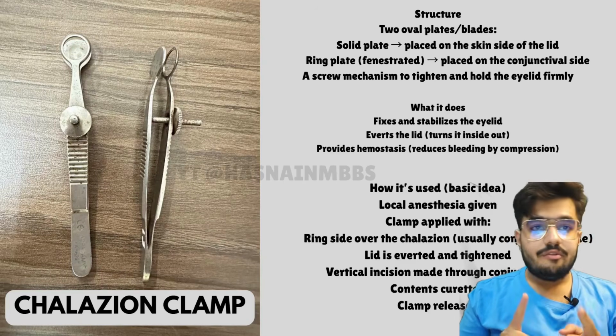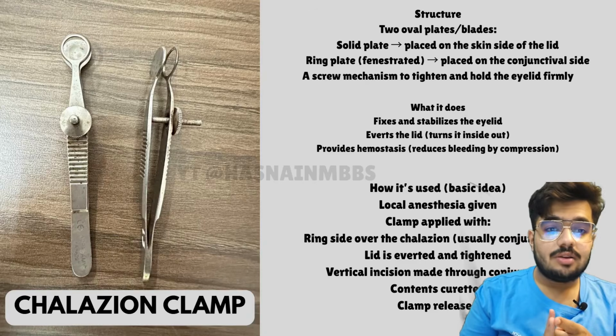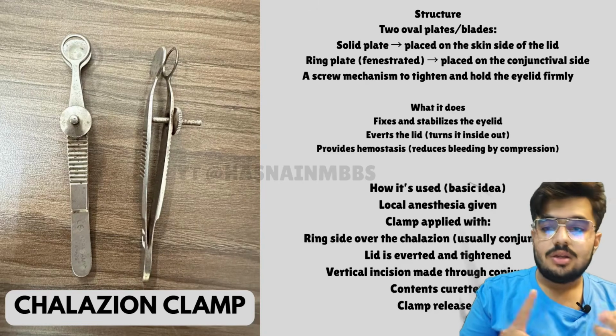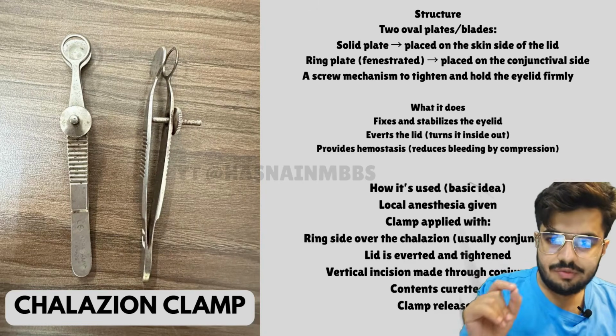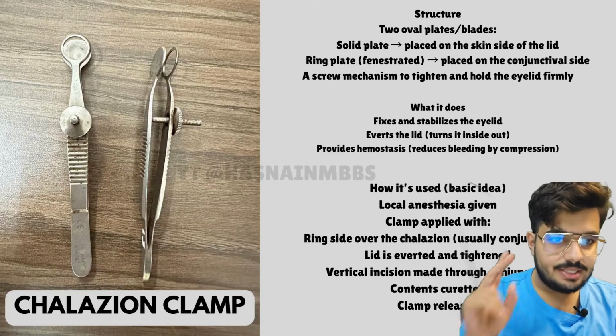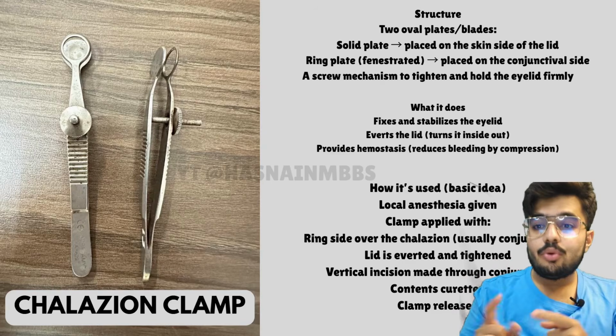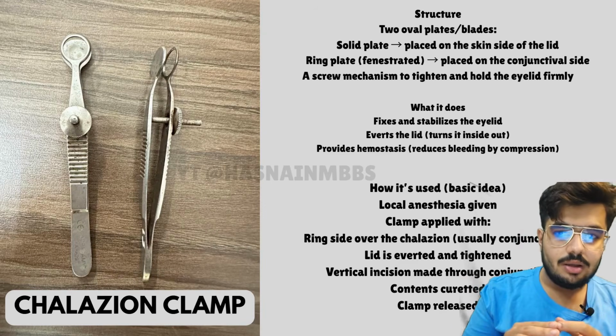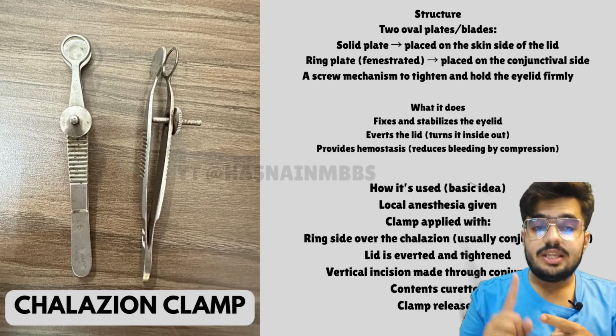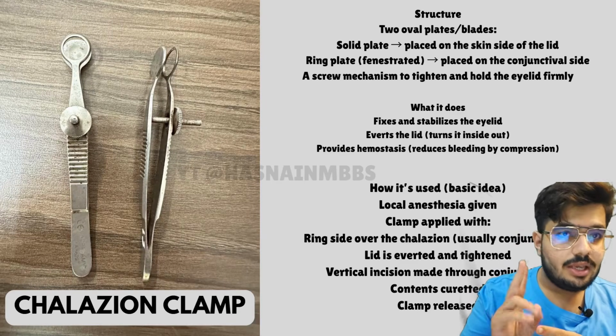Next question, how we use this instrument, and the question will be like what it does. The function of this instrument is to fix and stabilize the eyelid, evert the eyelid, which is like turn it outward, and provide hemostasis, like reduce the bleeding. Where we use it, we use it in the excision and in the curettage of the Chalazion.